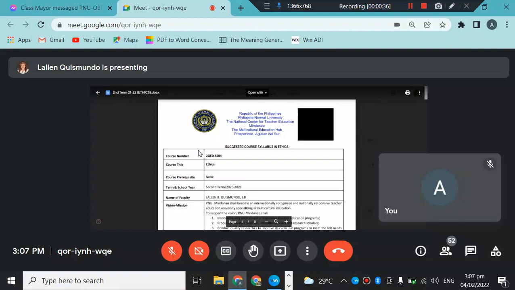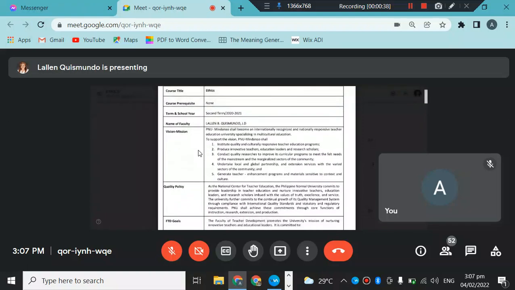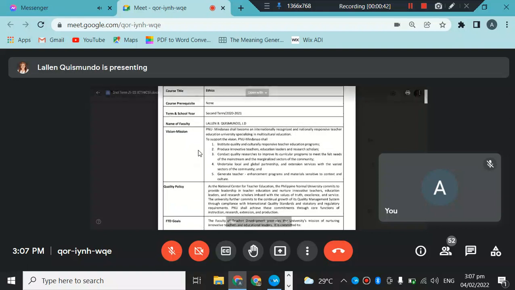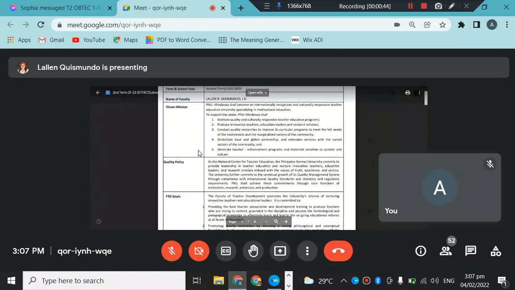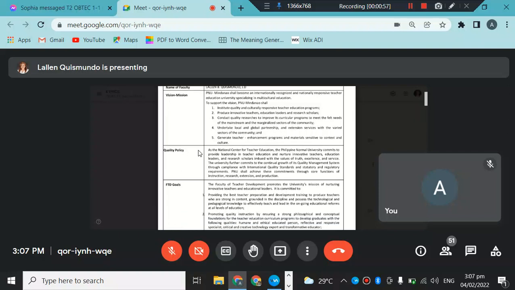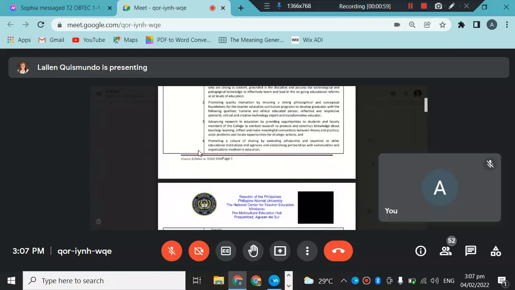So learn natin ngayon the vision, mission, the quality policy, and the FTD goals, no? I presume this was already explained to you by your previous professors, so I guess there's no need for me to go over this again. But if you want, you can read this one. Anyway, nasa Google Classroom naman natin. Ayan, if you want to read again, okay?